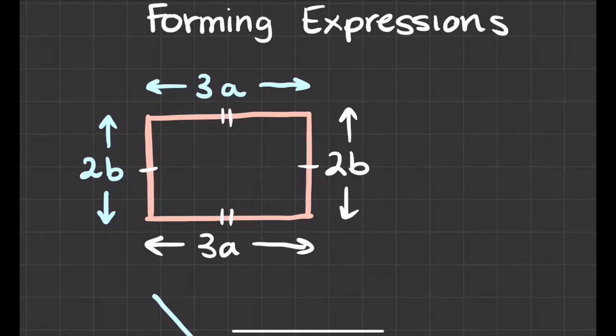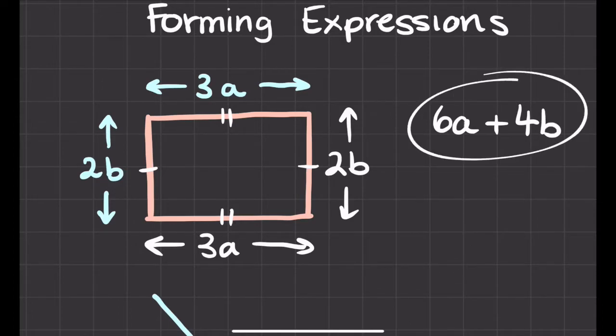So if I add up all of these sides, what will I have? Well, I've got 3a here, plus another 3a. Well, that's going to be 6a. But I've also got some other stuff as well, haven't I? I've got these two sides as well to add on. I've got 2b plus another 2b, so in total I've got 4b, 4 groups of b. This would be an expression for the perimeter of that rectangle.